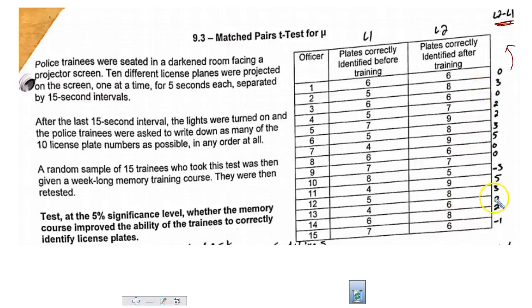And what we see here is what we would expect to see, that the memory course seems to be working anecdotally because most of the officers did better. But we want to know, did they do significantly better, or better in a way where we would think that it wasn't just some weird random chance that gave us these outcomes, but instead something else like the memory technique working? So we're going to do a 5% alpha level matched pairs t-test to see if the course improved the memory of trainees. Is there evidence that the course is working?